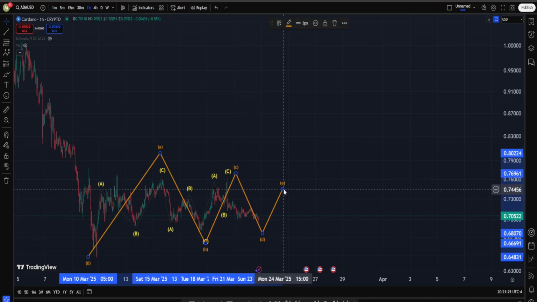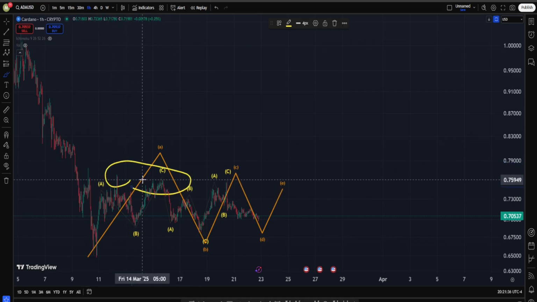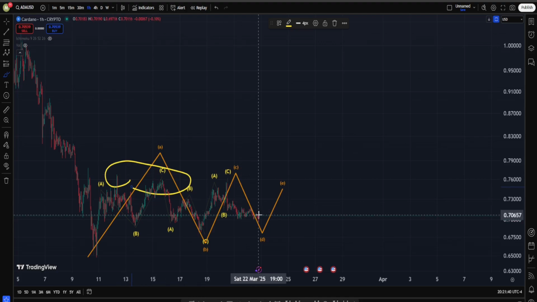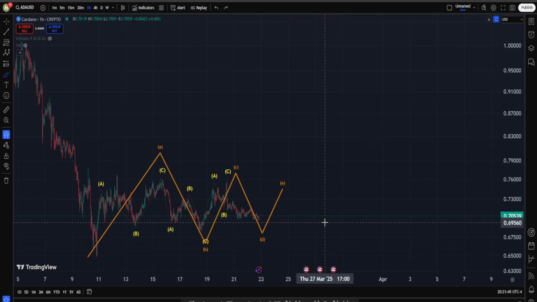The current move down might be a zigzag into wave D, and we're going to have another move up into our E leg. And in this move on the upside, we do not expect, if this scenario is in play, Cardano to take these highs right in here about, let's say, 76.5 cents. If we do that, that's going to be a very different story, and this scenario is going to get invalidated.